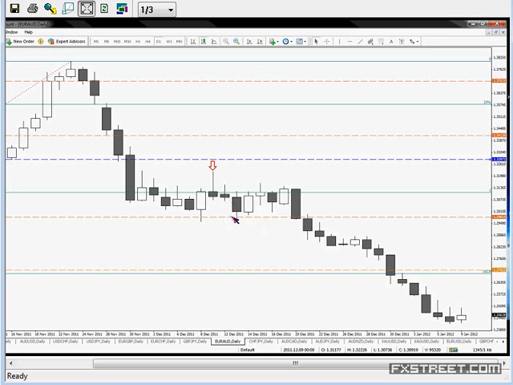Now, look what happens. It comes down and hits the zone, comes back up, messes around. Finally, we get a big clue here with this bearish candle that's going to break through, and it goes. Now, let me talk about profit target.